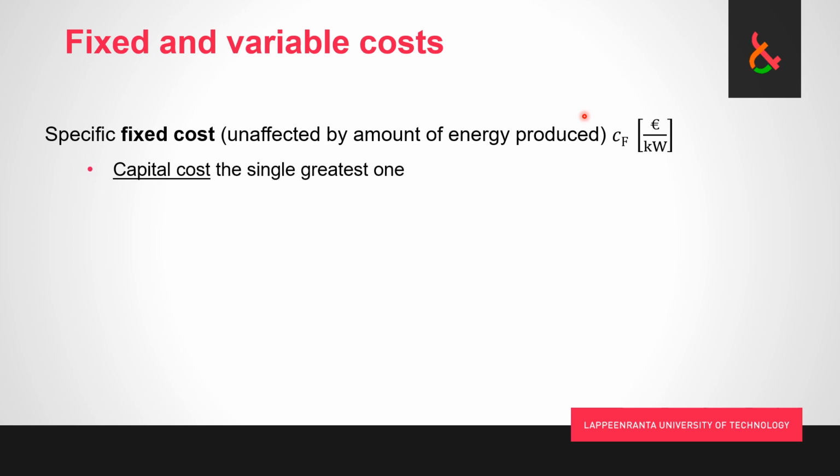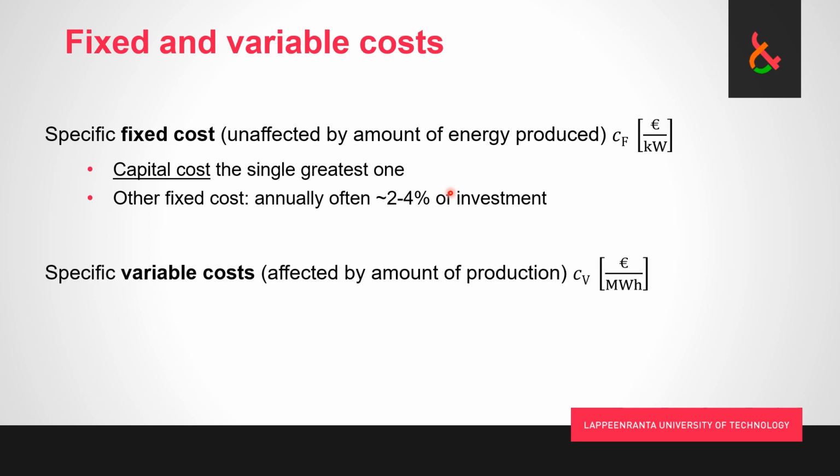So capital cost is going to be the single greatest one, almost always practically. And then we have some other fixed costs that typically would be somewhere in the order of a couple of % of the total investment that we have to pay for the plant to get it built. So this couple of % gets paid every year to keep our plant running and operational.